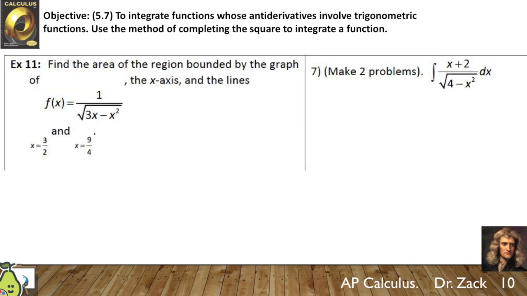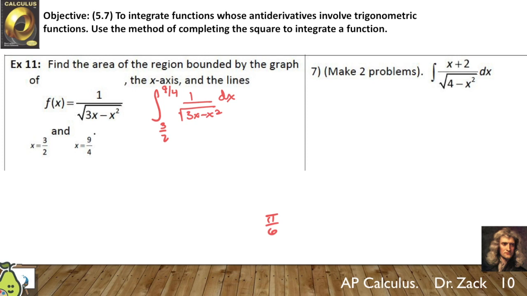All right, for number 11, that looks familiar. This shouldn't be any problem for you at all. So you're going to take your integral from your values of 3 halves to 9/4, since we're looking for area. And you're going to have 1 over your square root 3x minus x squared dx. Use that problem as we rewrote it. Your answer when you're finished should come out to be a pi over 6, but just make certain you practice.